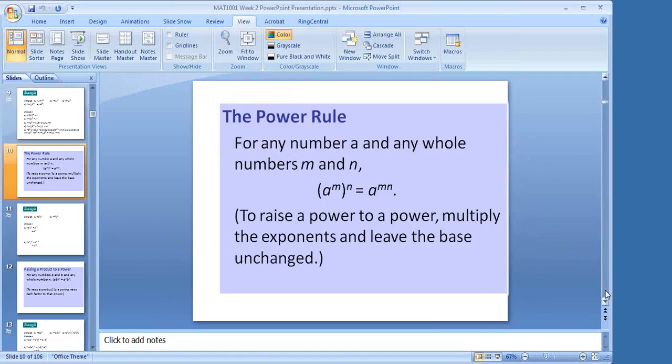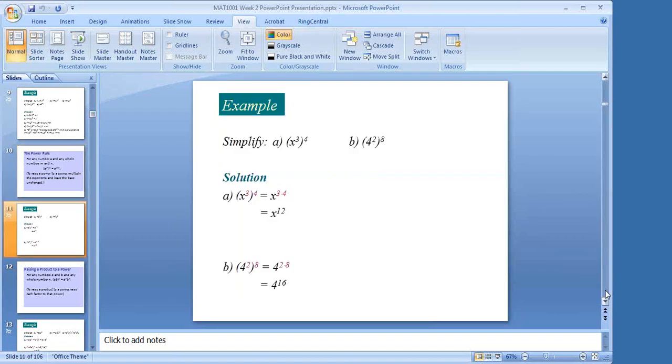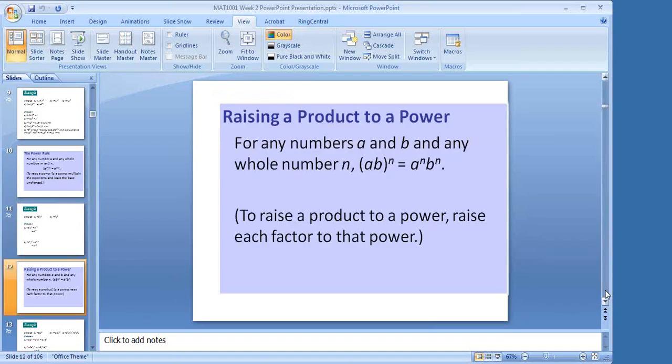All right, now the power rule just says that when you raise a power to a power, you multiply. So if we had x to the third to the fourth, what that means is x to the third times x to the third times x to the third times x to the third. And you could add all those exponents and you would get 12, because when you multiply, you add. But this is a little bit of a shorthand. So if you raise a power to a power, you can go immediately to just multiply. And example B is 4 to the 16th.